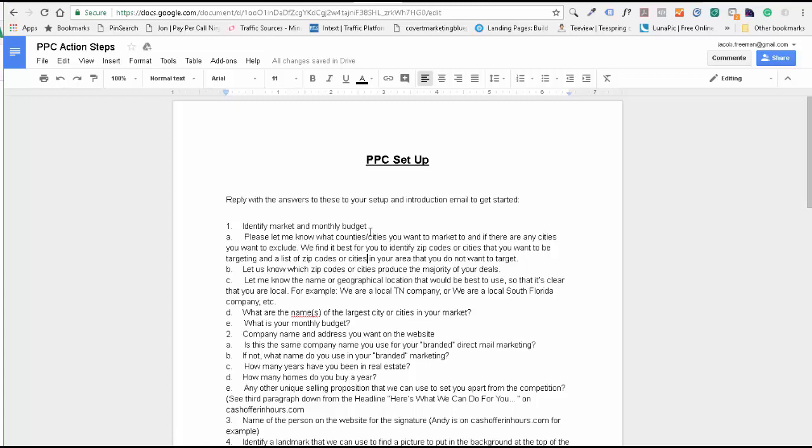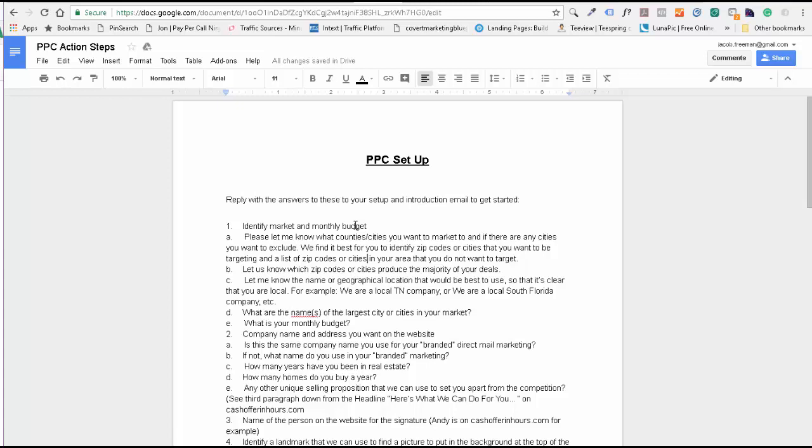AdWords shows ads based on people's IP address. So I am in Heber City, Utah, and that's what my IP address shows up as. And so anyone that is targeting people that live in Heber City, Utah, their ads would show to me.